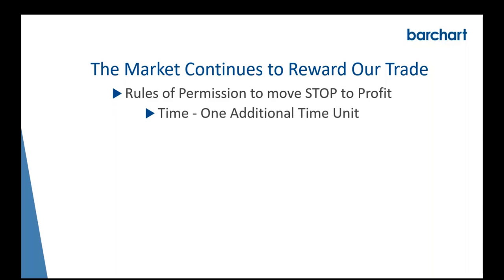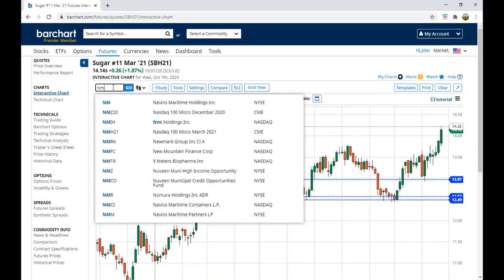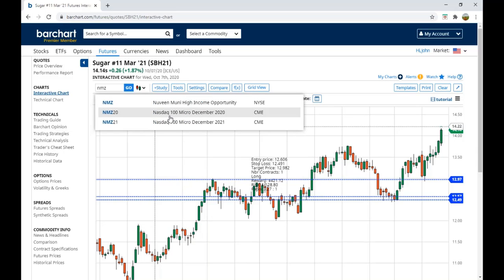So again, we'll look at time. We'll look at an additional time unit. For day traders, if I'm in those hourly or micro time frames, I'm not going to touch my stop for another hour, or another 30 minutes, or another 40, 45 minutes. I'm going to wait a period of time. For my swing traders, again, we might wait one extra day to move our stop into a profitable position. Let's go back to our NASDAQ.